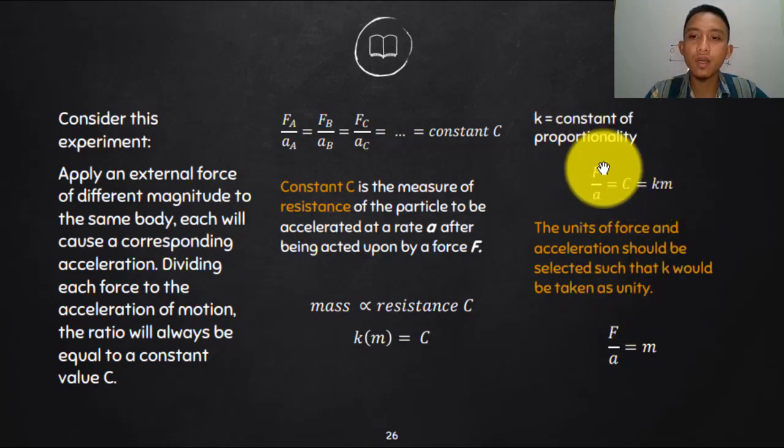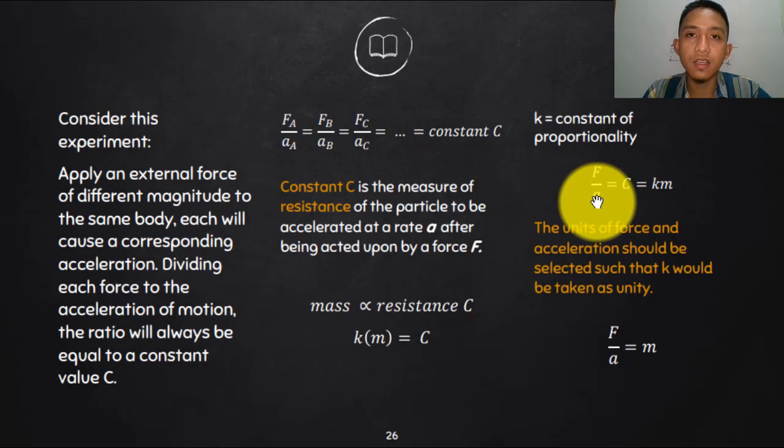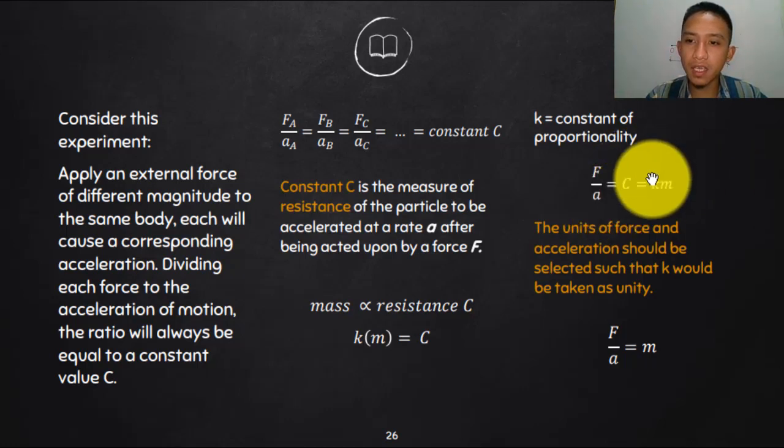If you make your units for force and acceleration coinciding with each other, force could be kilonewton or Newton. How is that again? Newton is mass times acceleration, so that is kilogram meter per second squared. If you use the acceleration, that should also be meter per second squared. So they will coincide so that your constant of proportionality K will be unity.